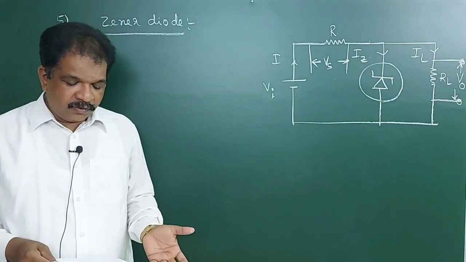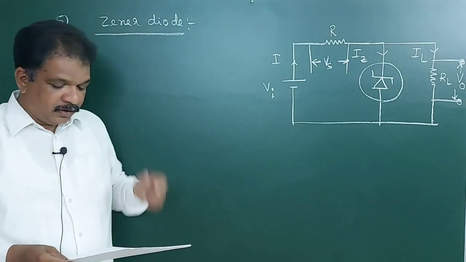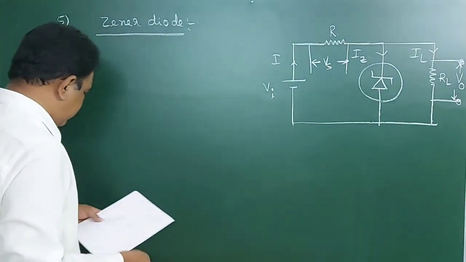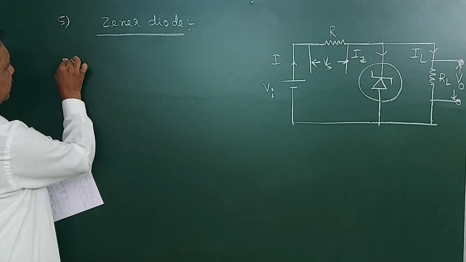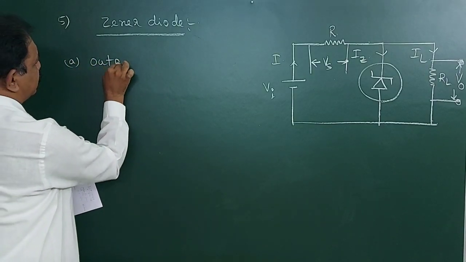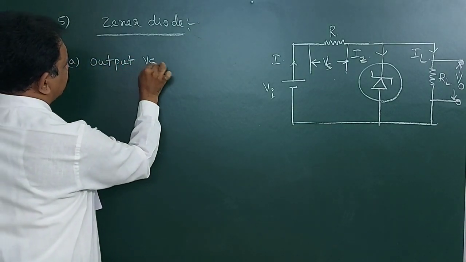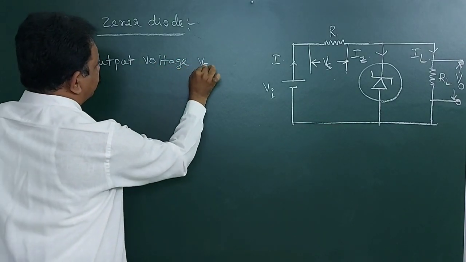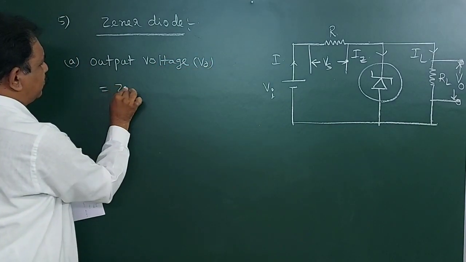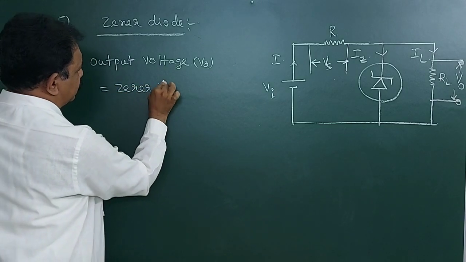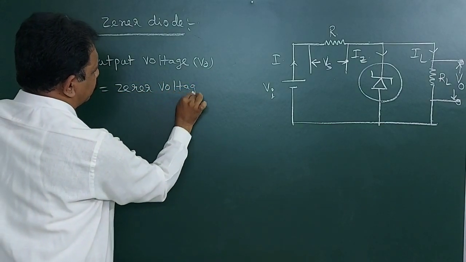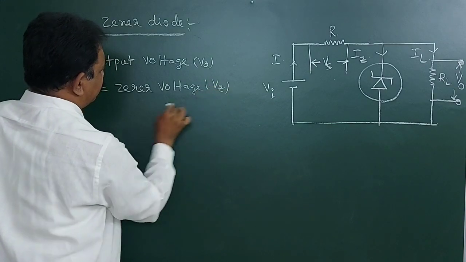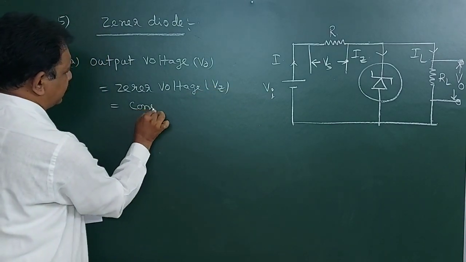On the Zener diode, what type of questions will they ask? Okay. So first one, output voltage VO is equal to Zener voltage VZ is equal to constant.